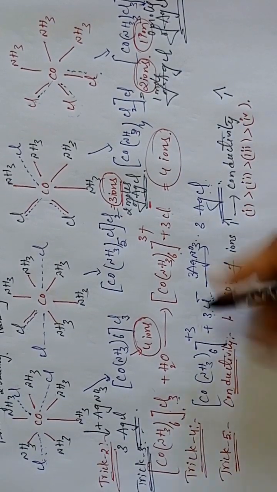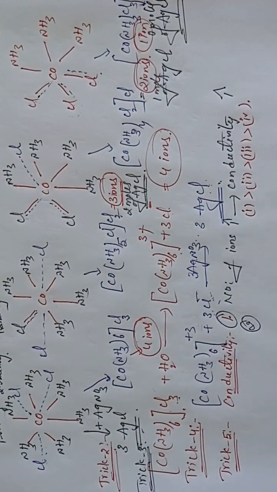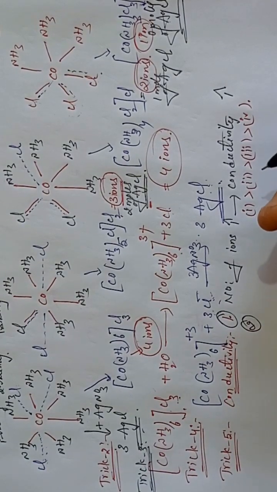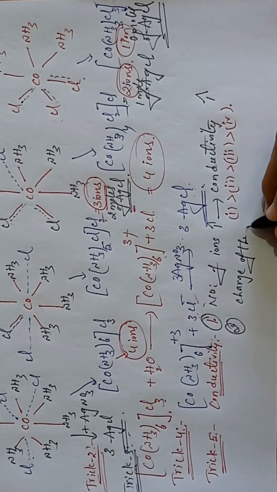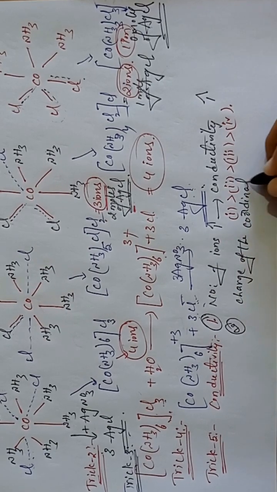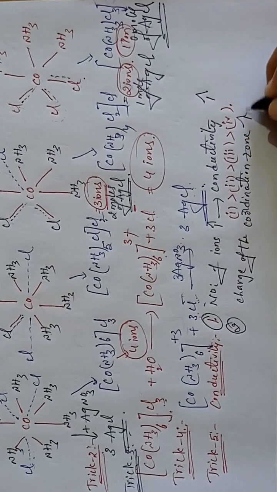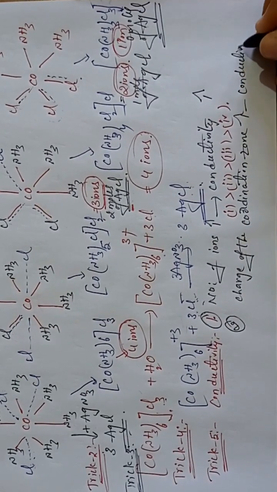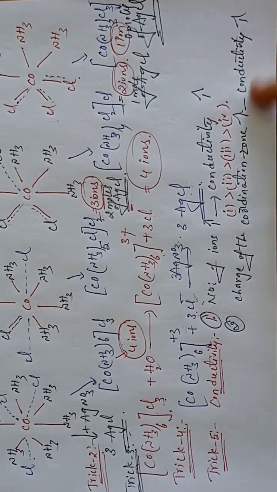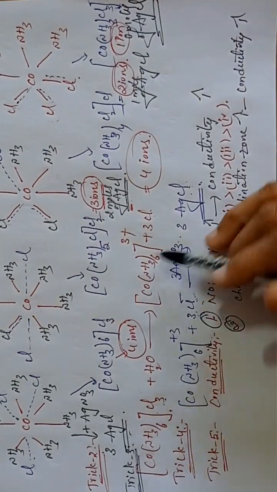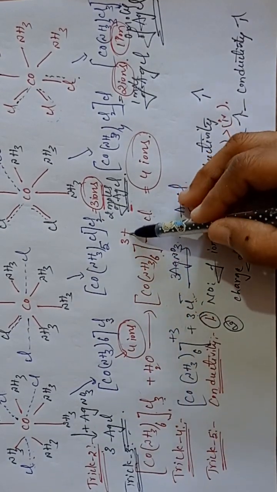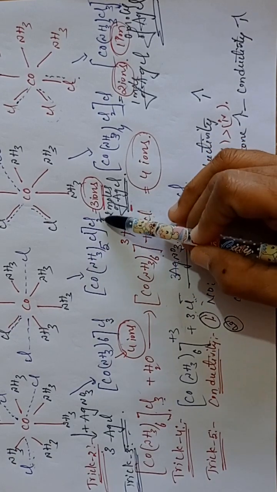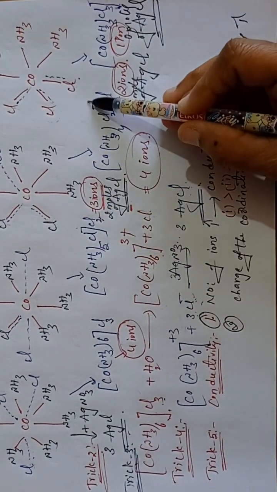Next, second case, students. In conductivity, charge: if the charge of the coordination zone, the charge of the square bracket part, is more, then conductivity is also more, students. See here, this is the square bracket part, first compound, here charge is +3. Second compound, how much, students? Here 2 is there, +2. Here only 1 chlorine, +1.